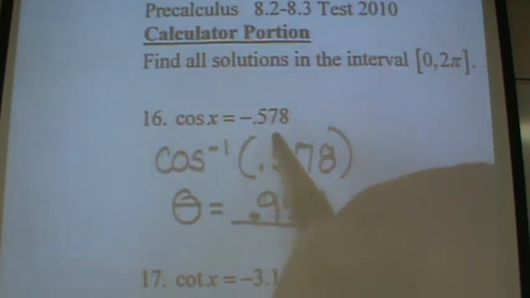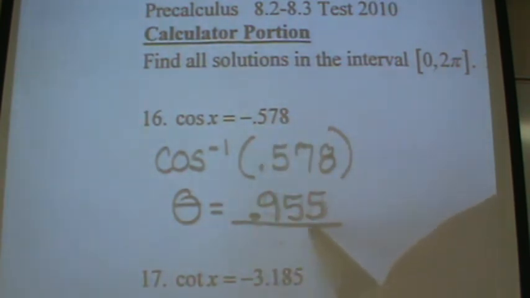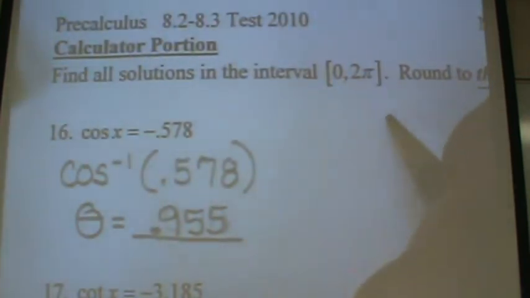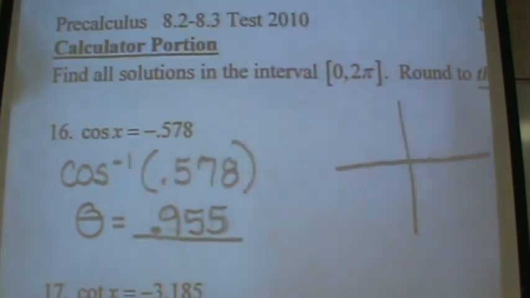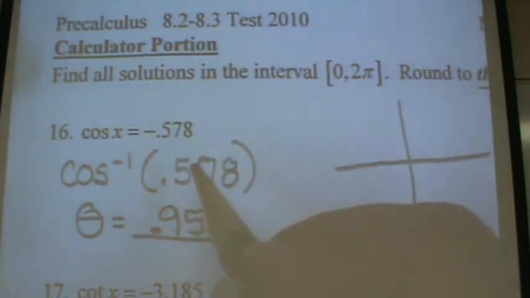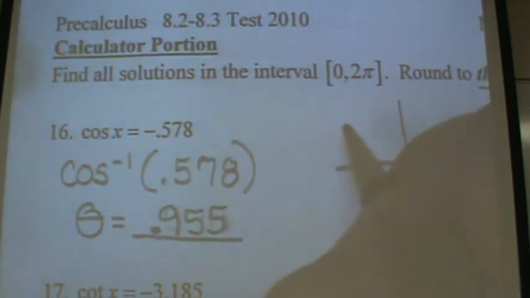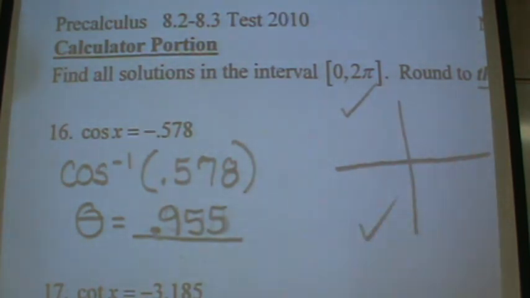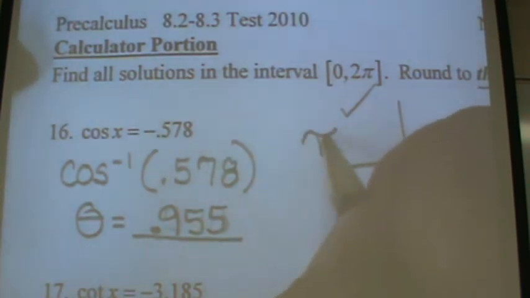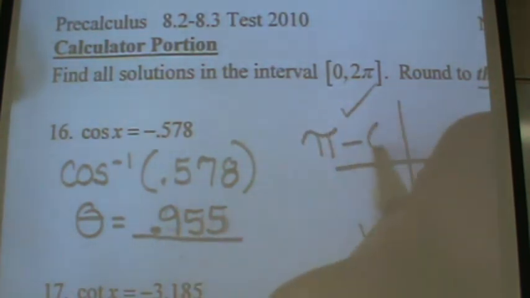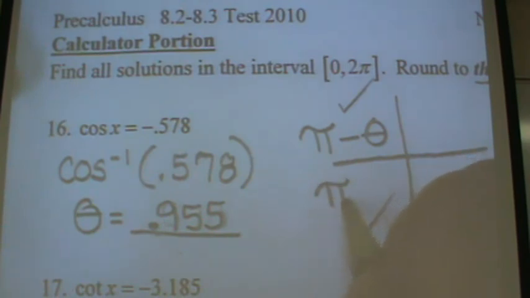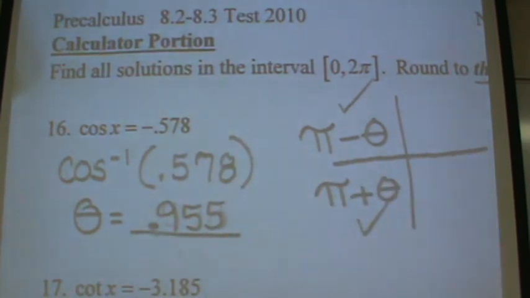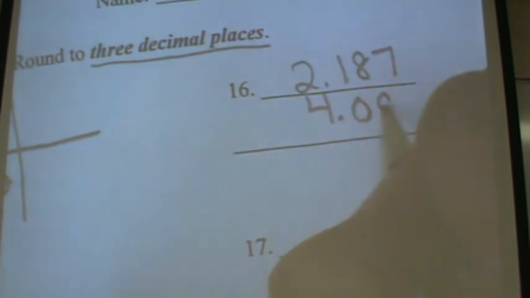So at first ignore the negative, but now I want you to think of the quadrants. In what 2 quadrants is cosine negative? 2 and 3. So you want to be here and here. You're going to take this answer. To get in quadrant 2, it's pi minus that. If it's in quadrant 3, it's pi plus that. The 2 answers you should have gotten are 2.187 and 4.097.